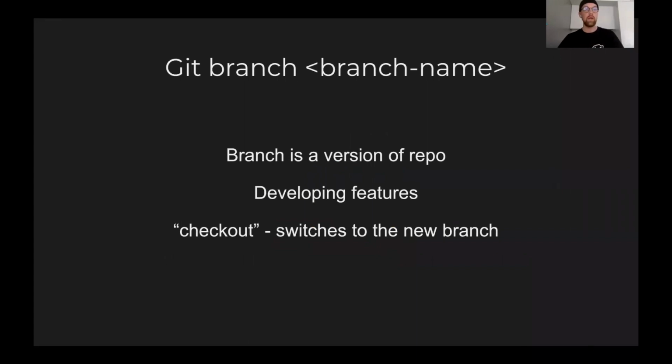Another useful feature of Git is branching. What branching basically does and enables is that you can think of a branch as a different version of the repository.